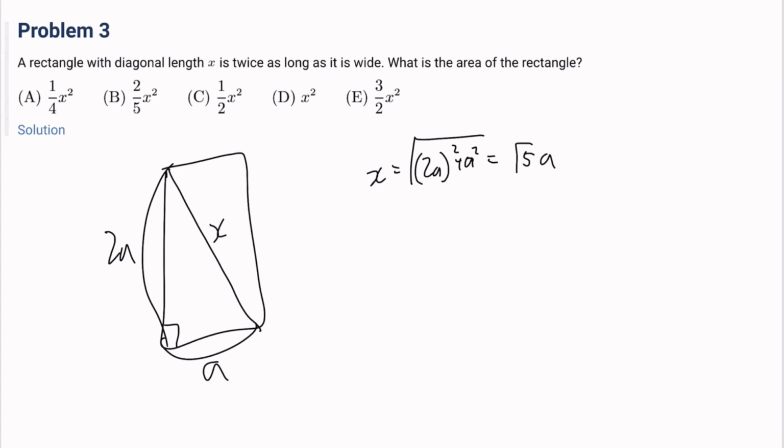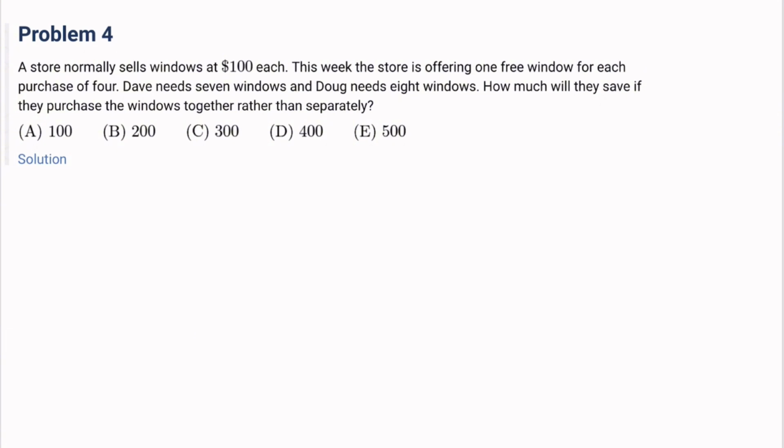And so the area of the rectangle, that's 2a squared, right? So 2a squared equals 2/5 times 5a squared, which is 2/5 times x squared, right? So it's 2/5 x squared. So this is the answer. It's B.